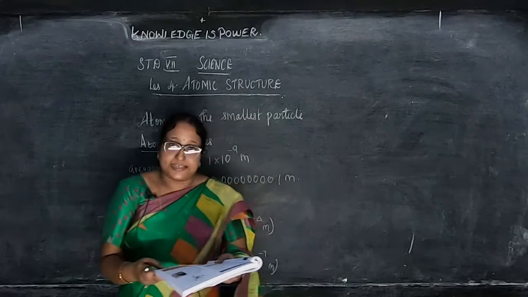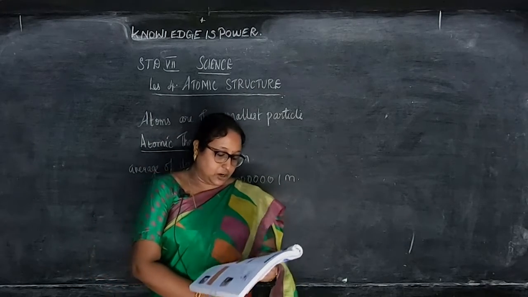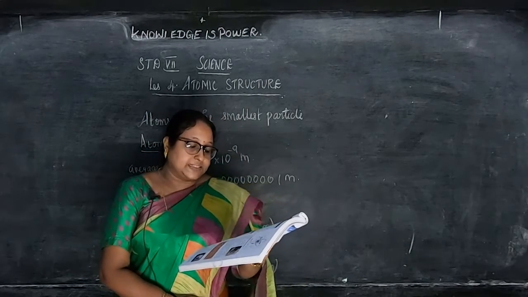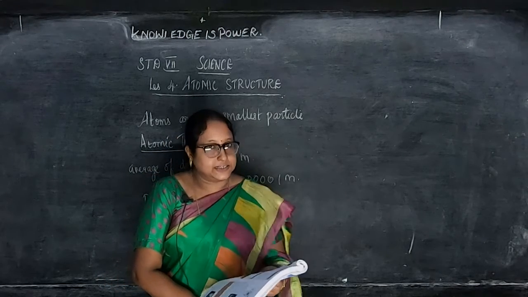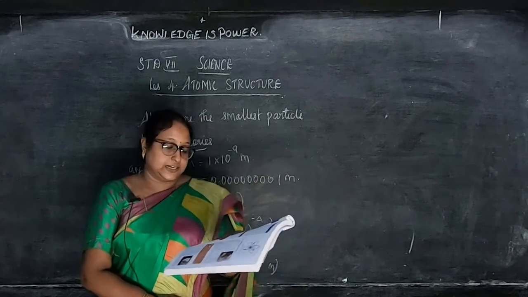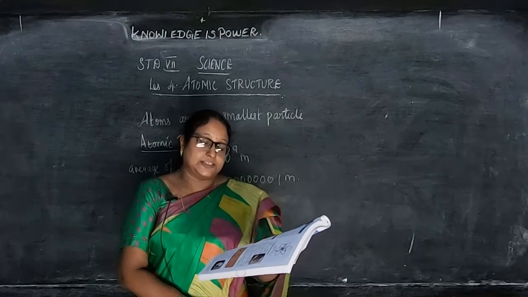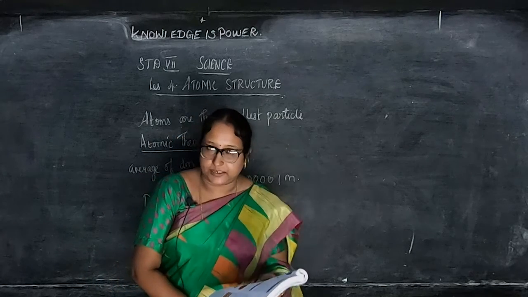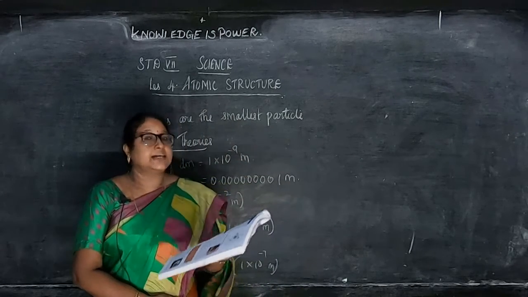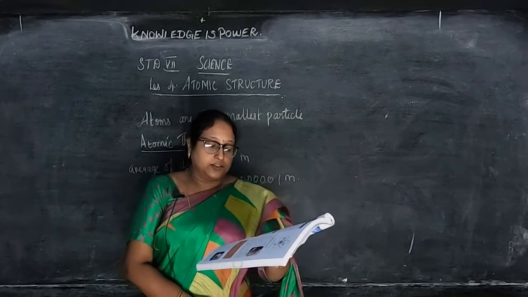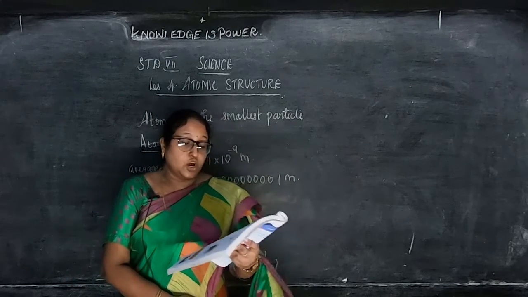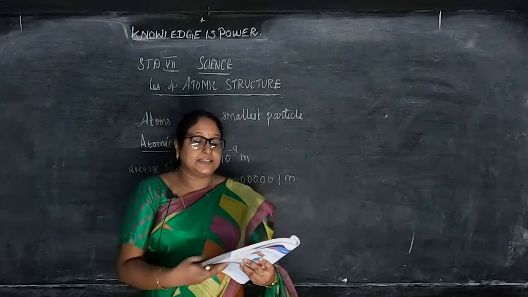Many scientists have studied the structure of the atom and advanced their theories about it. The theories were proposed by Dalton, Thomson and Rutherford. So who are the scientists? Dalton, Thomson and Rutherford. They have studied the structure of an atom. Now we'll see the first, Dalton's atomic theory.